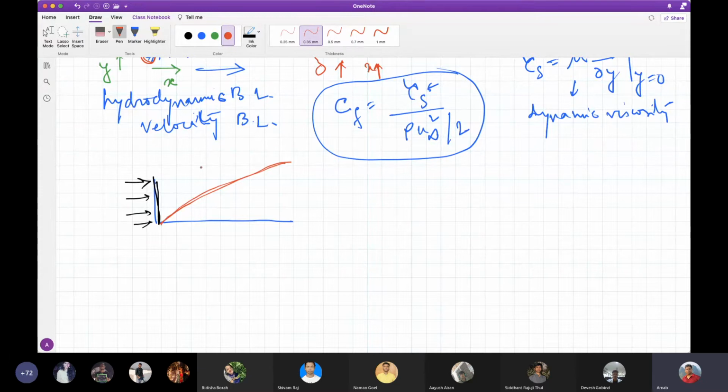Okay, we have free stream velocity, so the boundary layer will develop. Fine. Now there will be another boundary layer, or say another profile, for the temperature, because the bulk fluid temperature is different from the surface temperature.